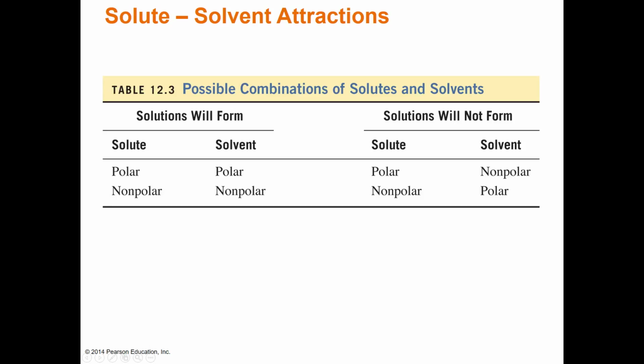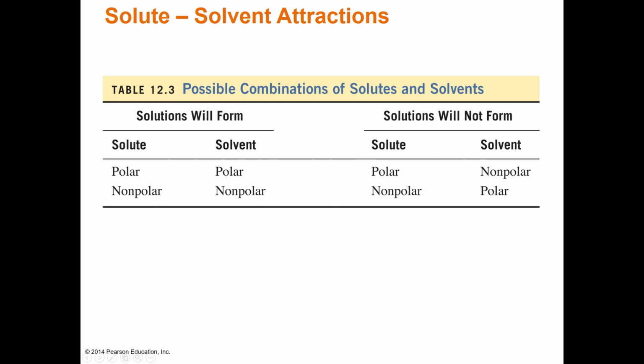Solutions will form when you have a polar solute and a polar solvent, or if you have a nonpolar solute and a nonpolar solvent. So the nature of the solute and the solvent have to be the same. Either both have to be polar or both have to be nonpolar in order for a solution to form. And if one of them is polar and the other is nonpolar, then you're not going to form a solution.